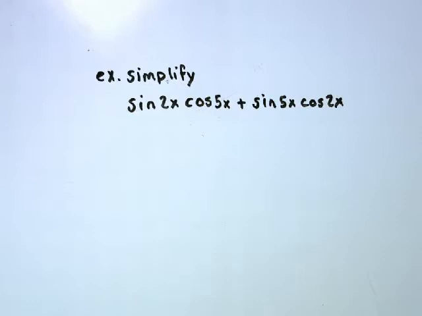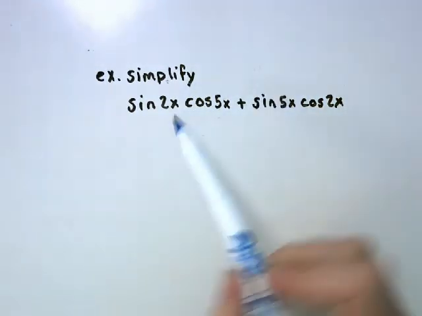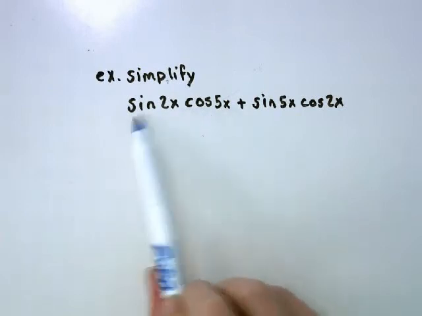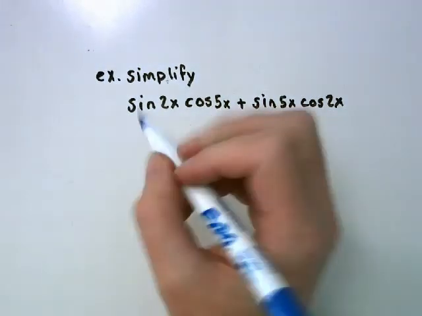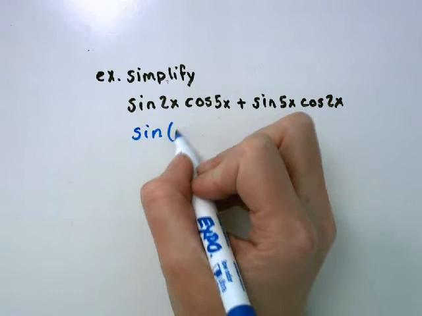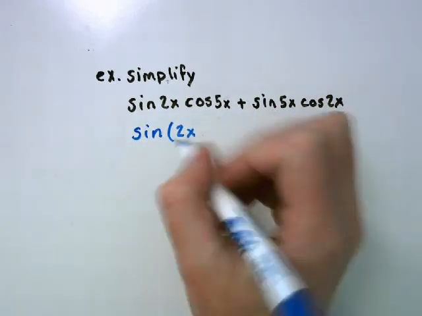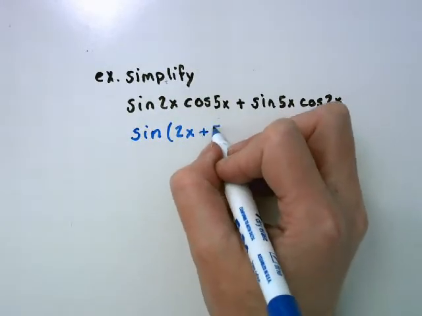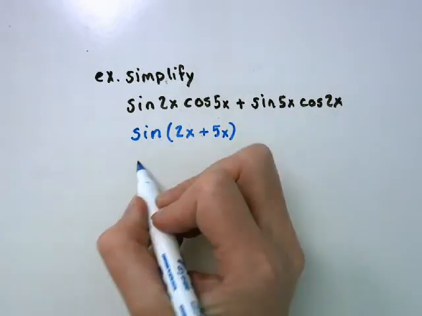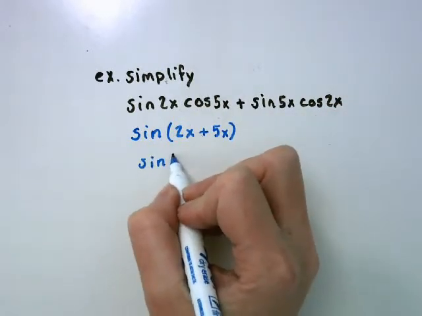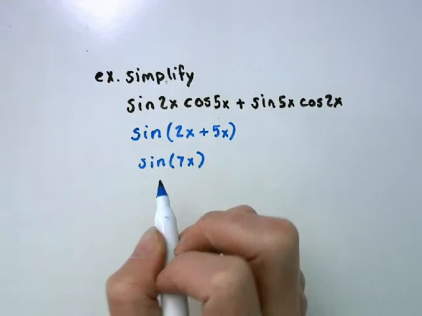So this one kind of looks like the last example, but we have x instead. So again, we want to look at which identity we're looking at here. Well, this is the expansion of sine, because it's sine, cosine, cosine. This will be sine of 2x. If this is a plus for sine, that will be a plus. So this is going to be sine of 7x.